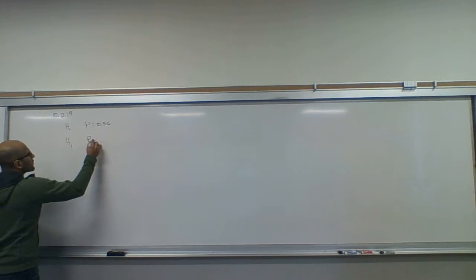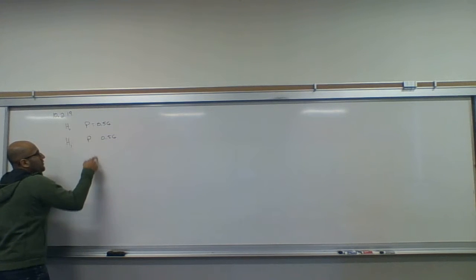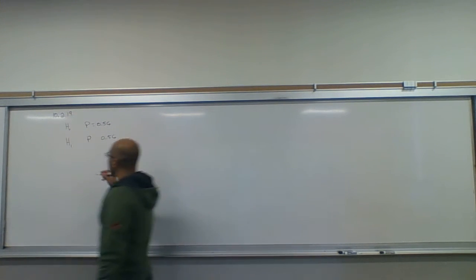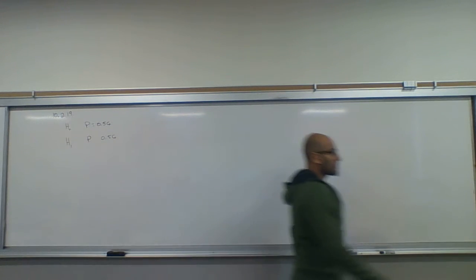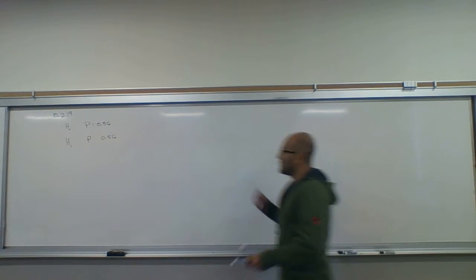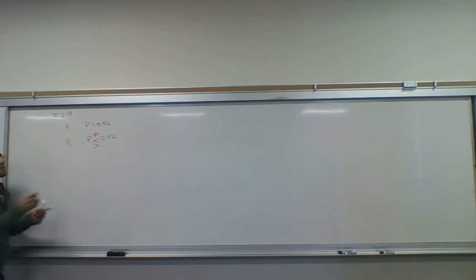Now the alternative hypothesis is going to be P compared to 0.56, and there's only going to be one of three things that we deal with in this class. It's either going to be a not equal to, a less than, or a greater than. It's only going to be one of those three. You have to decide based on the word problem. So which of the three is it?